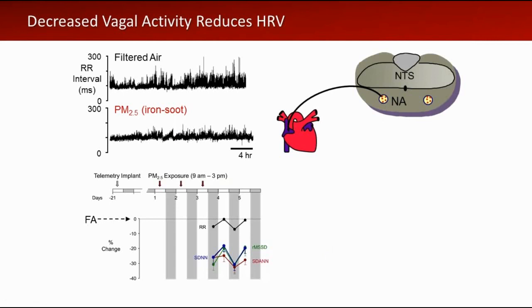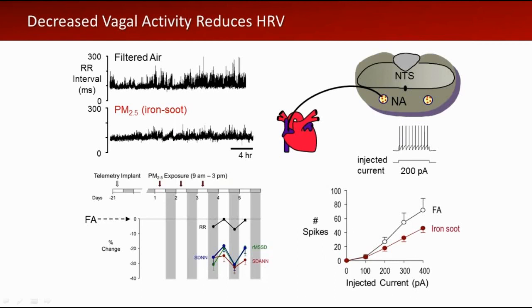Our lab does some electrophysiological techniques. We can take brain slices and do whole cell patch clamping, and we can look at the excitability of these cells. So we took some cells in the nucleus ambiguus and patched onto them and injected them with an increasing current injection protocol. As you can see, when you inject them with a current, you see a spiking response indicating that they are depolarized and firing. To summarize quickly, what we found is that with these air pollution exposures, we see a reduction in the spiking response in animals exposed to particulate matter compared to their filtered air controls.